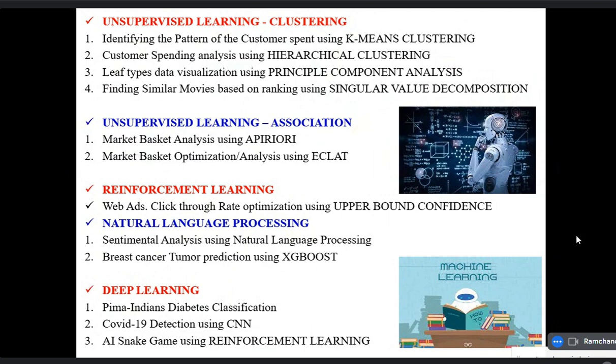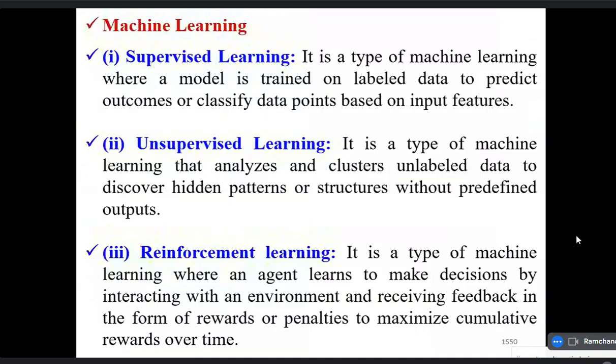Then we have deep learning, like learning from the observational data in a deep manner by applying n number of input layers and hidden layers to solve complex applications. PIMA Indians diabetes classification, COVID-19 detection using CNN algorithm, convolutional neural networks, AI, artificial intelligence, snake game using reinforcement learning. Then that is the syllabus of machine learning. Ramchand? Yes, sir. That is the syllabus of deep learning.